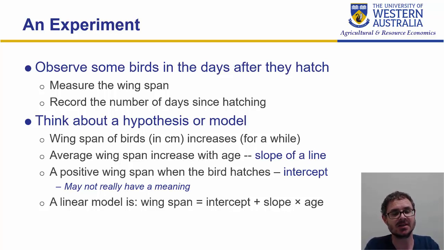Now, generally intercepts don't really have a meaning, but I am saying that in this case, it would have a meaning. The intercept would be our estimate of wingspan at birth, and then we were tracking it as the wingspan grows over days or weeks in the initial period of a bird's life.